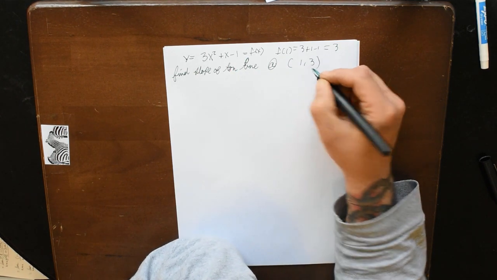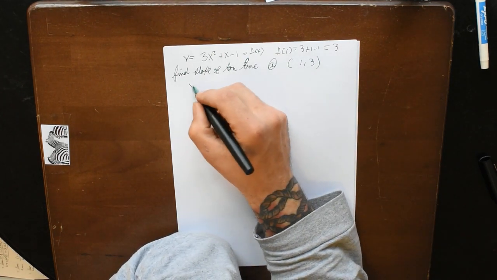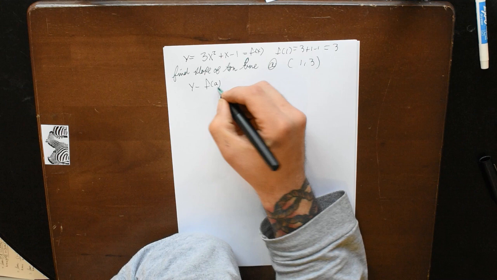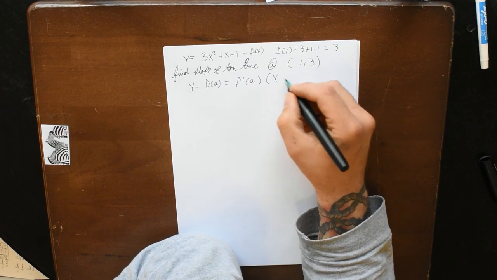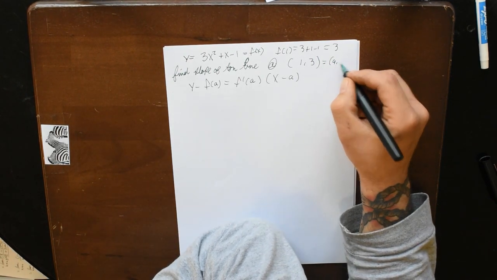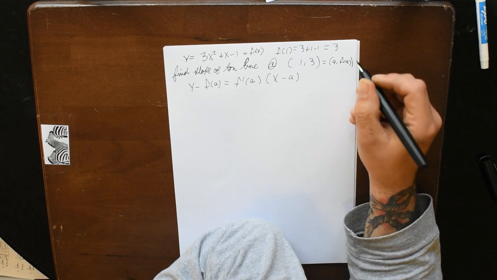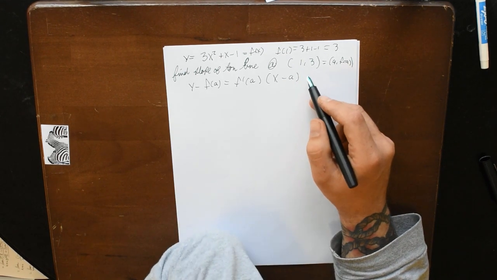What we were doing last time was using this formula: y minus f of a is equal to f prime of a times x minus a. In this problem, we have an a and an f of a. We've got f of a to be 3, and we've got a to be 1.